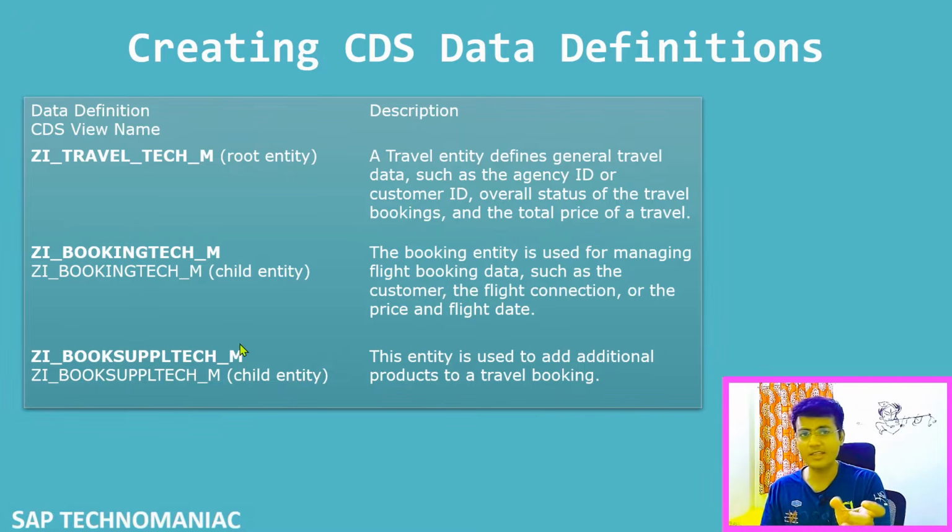Everywhere I have given the naming convention tech, because I have used this Technomaniac tech here, and if you want to use some other naming convention you can use, or I can give booking underscore tech underscore am, booking supplement underscore tech underscore am, that will be also fine. So let's jump into the system.